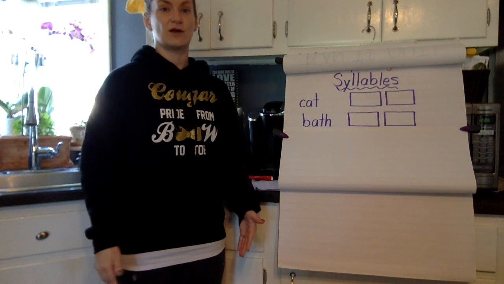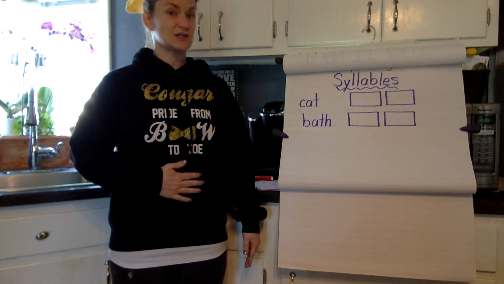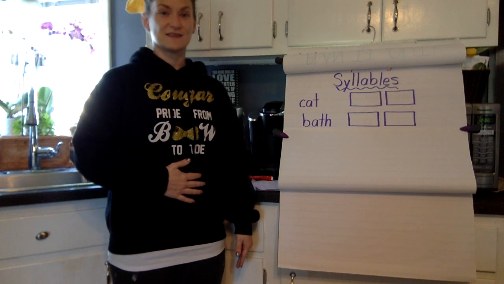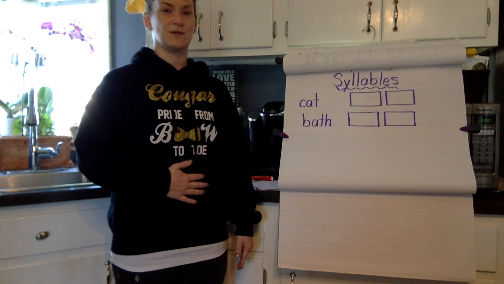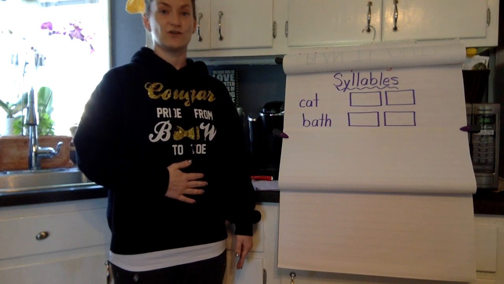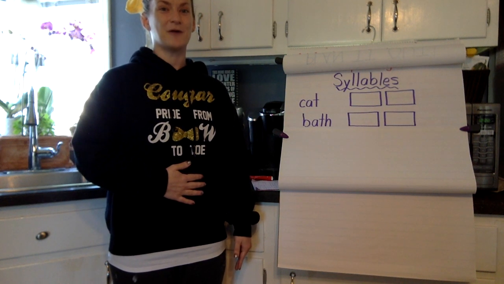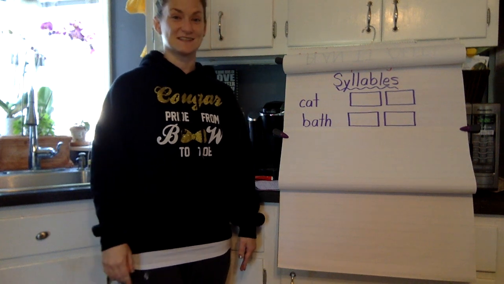Another way you can count how many syllables are in a word is putting your hands on your belly and counting how many breaths you push out. Cat. Try it with me. Put your hand on your belly. Here we go. Cat. Did you feel your belly go out? How many times did it go out? Once, because cat is a 1-syllable word.